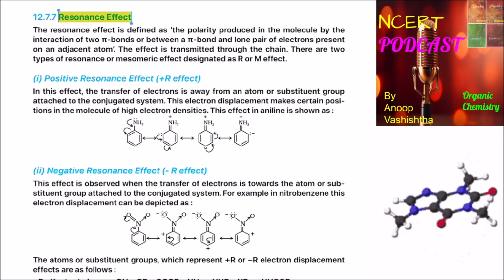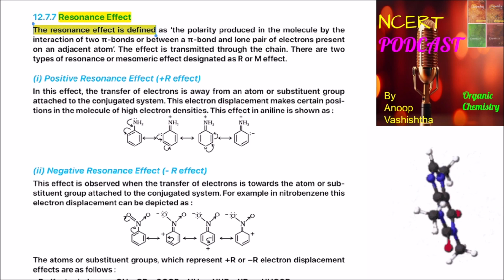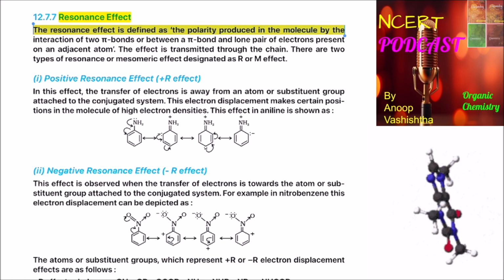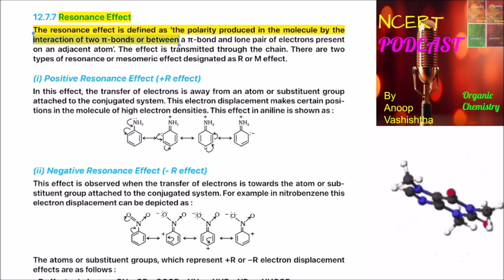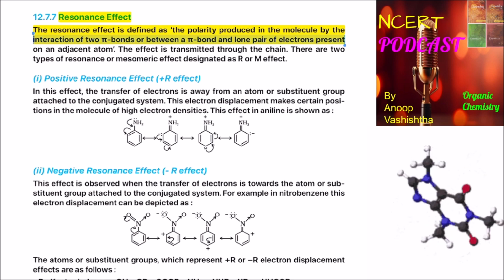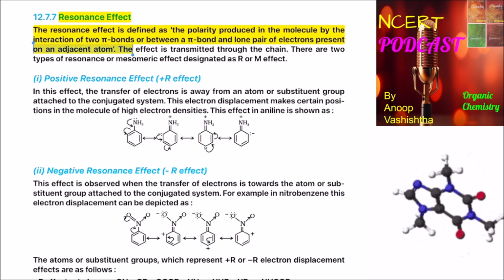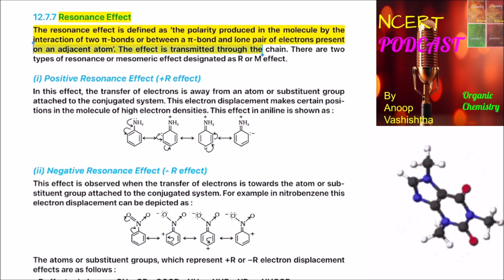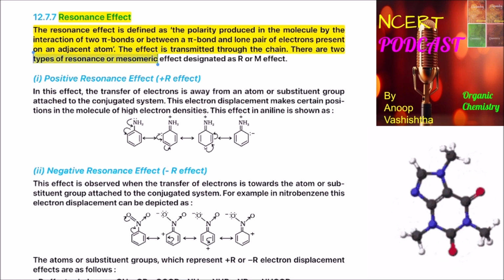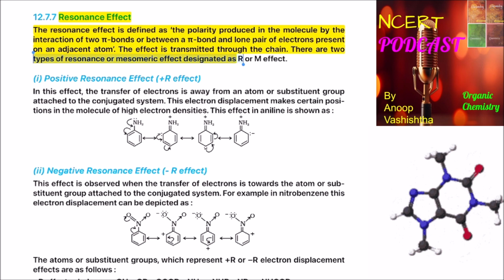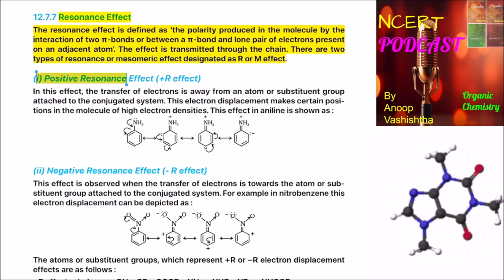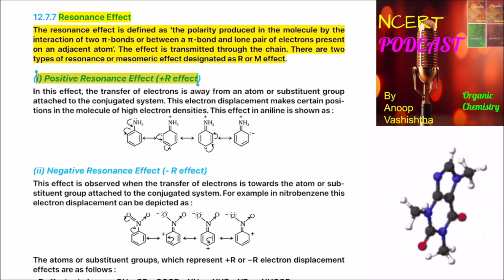Resonance effect. The resonance effect is defined as the polarity produced in the molecule by the interaction of two pi bonds or between a pi bond and lone pair of electrons present on an adjacent atom. The effect is transmitted through the chain. There are two types of resonance or mesomeric effect designated as R or M effect. Positive resonance effect, plus R effect.